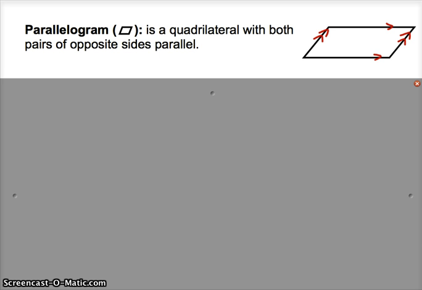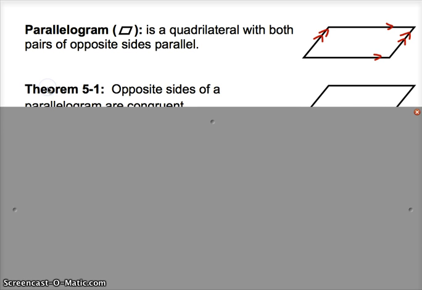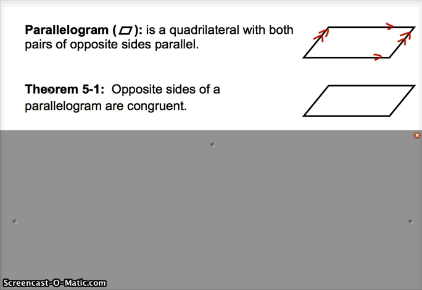Let's look at some other properties of parallelograms. Our first theorem, Theorem 5.1, says opposite sides of a parallelogram are congruent. So if we know that something's a parallelogram because they tell us the opposite sides are parallel, we also get some other information as well. Besides being parallel, we also know that the opposite sides happen to be congruent to one another.